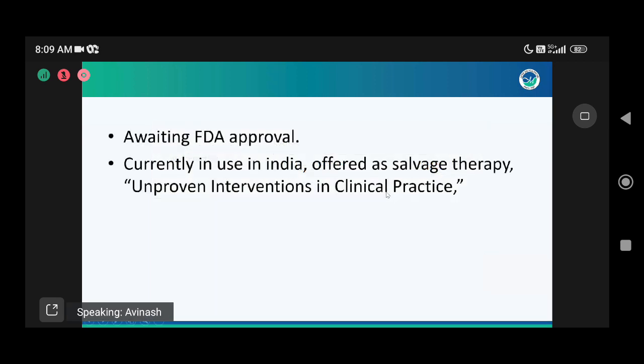So as I told you, this has not been FDA approved. Only lutetium PSMA has been approved, and that too last year after several studies over 10 years. So this actinium PSMA is not yet approved. I think it will be approved in the next 1 or 2 years. Currently it is in use in India as a salvage therapy and unproven intervention in clinical practice. It has been used in several institutions throughout India, like in New Delhi and Vellore. Currently we are also trying to acquire actinium here.